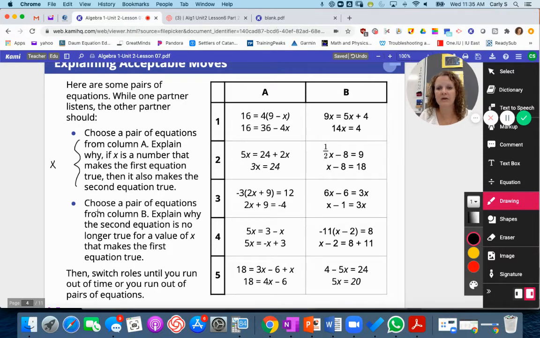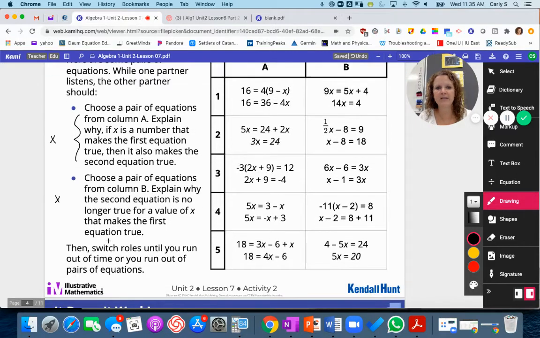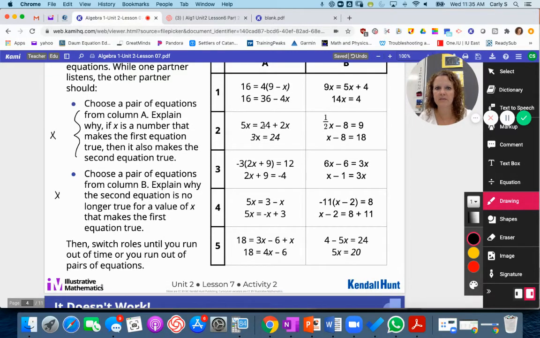And then choose a pair of equations from column B. Explain why the second equation is no longer true for a value of x that makes the first equation true. So x will make the first equation true and not the second equation true, etc. Okay, so let's go ahead and do that. Got this set up.